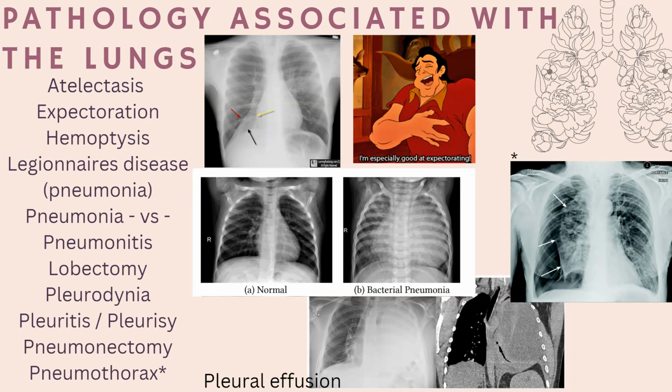Pleurodynia. Dynia is our suffix for pain. Pleur is our root for that pleural membrane. So this is going to be pain due to the covering of the lung. Pleuritis and pleurisy are the same thing. Pleuritis, purely from a definition standpoint, is going to be inflammation of the pleura or that covering. And then pleurisy is just the term they use for the actual diagnosis of pleuritis.